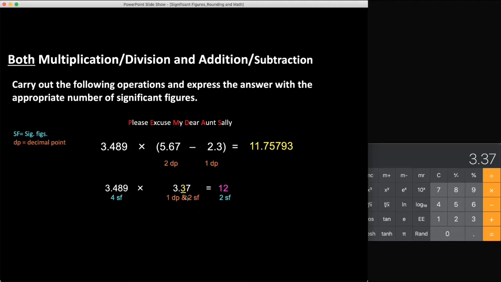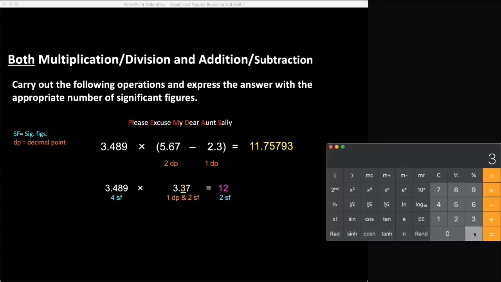Now I take 3.37 because remember, I need to keep track of everything until the very end. Times that 3.489. That gives 11.75793. That's what's in that yellow here. That's what's in my calculator.